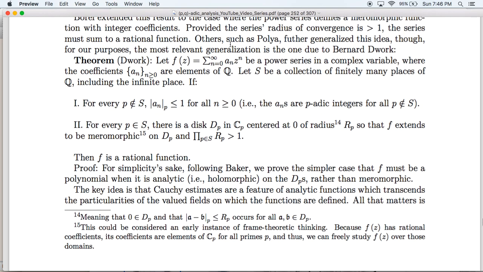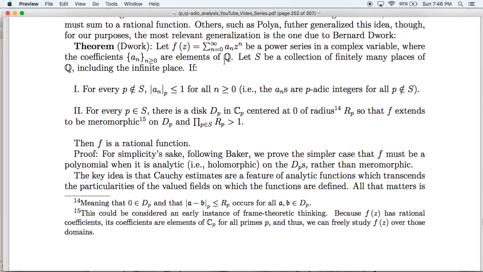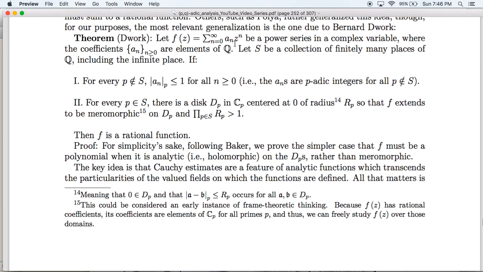Rather than considering this object solely as a complex valued function, we can think of this as a formal power series with coefficients in Q, and therefore we can embed it in the spaces of formal power series with coefficients in Qp for every prime p, and thus by making conclusions about those embeddings, we can draw conclusions about the underlying object. So here's the proof of this result.